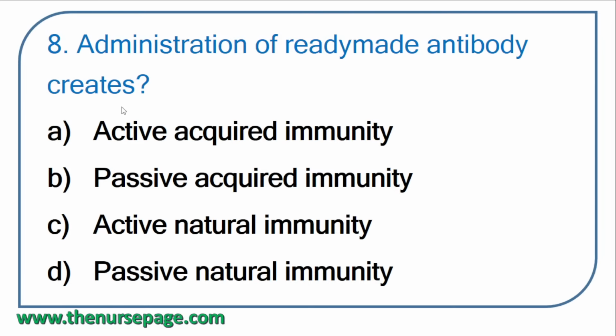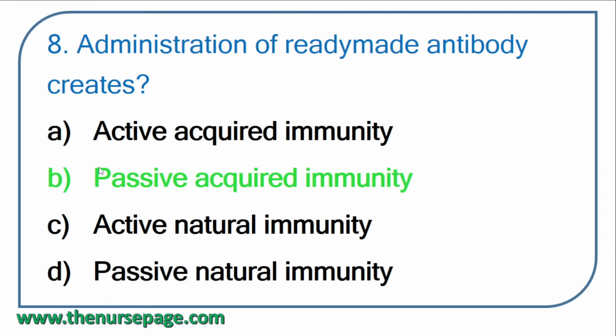Administration of ready-made antibody. Correct answer, option B. Here the immunity is given by antibodies which are created outside the body. If it is actively created inside the body, it is known as active. Here the ready-made antibody is administered. The ready-made antibody is created outside and administered to that person.